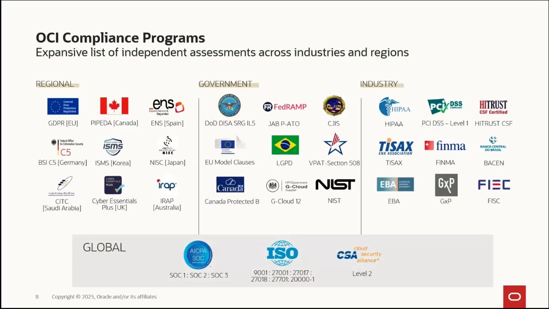Going into the compliance program, OCI compliance here. We have different certifications and compliance programs across different industries. This slide shows a variety of programs that we offer, but this list is not exhaustive. Depending on what you're trying to achieve, right? Are you trying to achieve regional compliance, such as GDPR? We also have government compliance and different industry compliance like HIPAA, PCI DSS, or GxP if you have a pharma implementation. We also have global ones like SOC 1, SOC 2, SOC 3, and ISO.